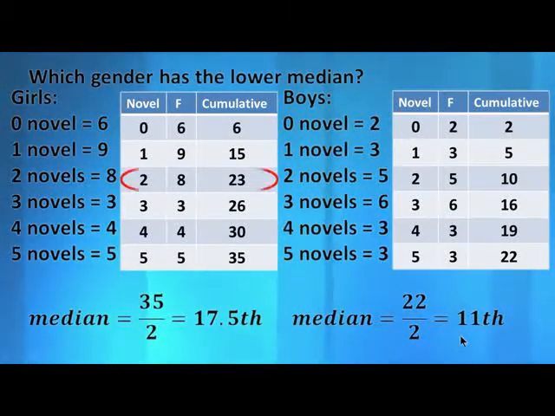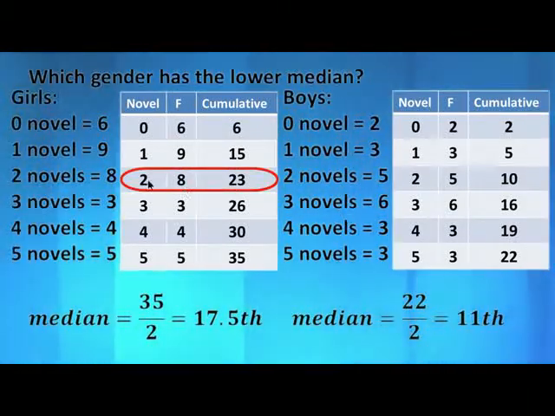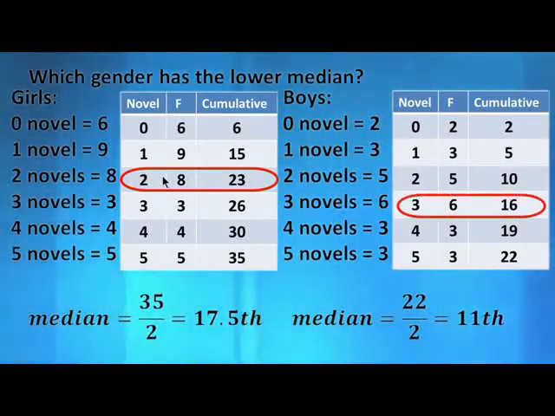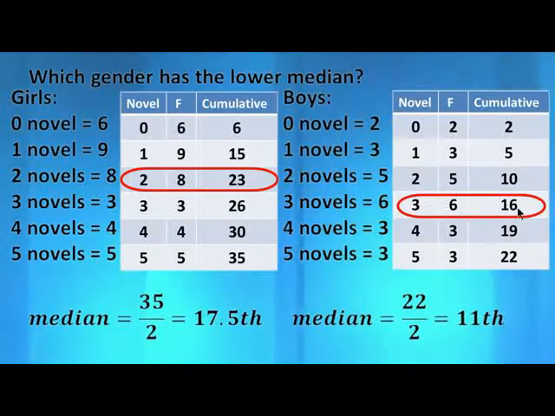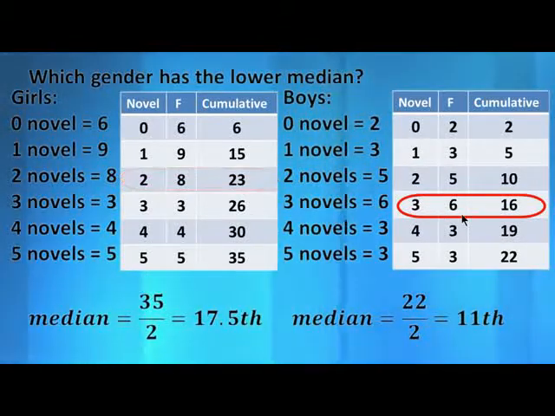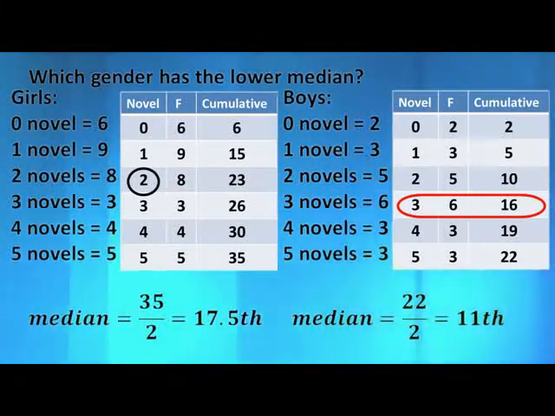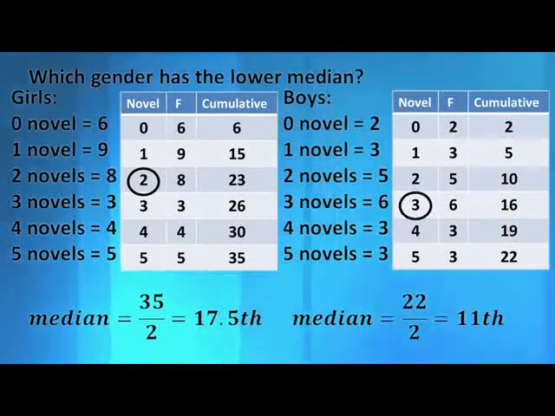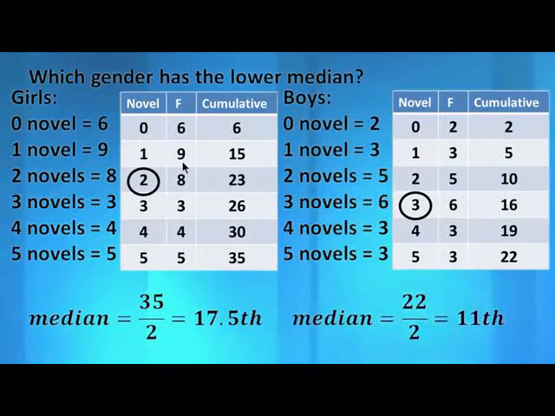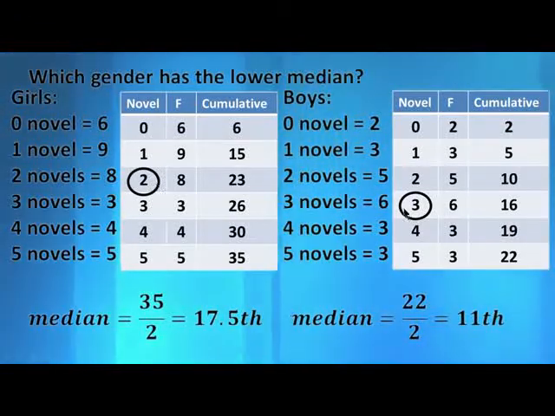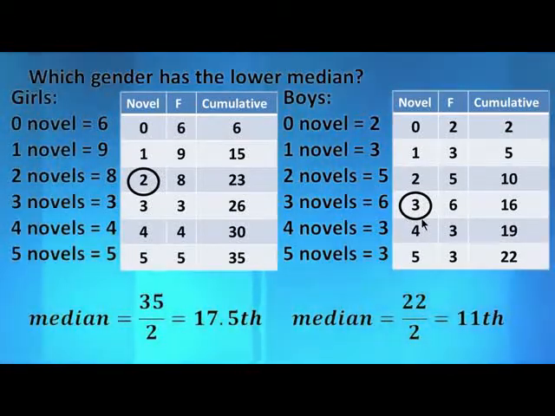As you can see, this is the row for the median of the girls. This is the row for the median of the boys. The median of the girls is 2, and the median of the boys is 3. Which one is lower? The lower median based on gender is the girls, because the girls' median is 2 and the boys' median is 3.